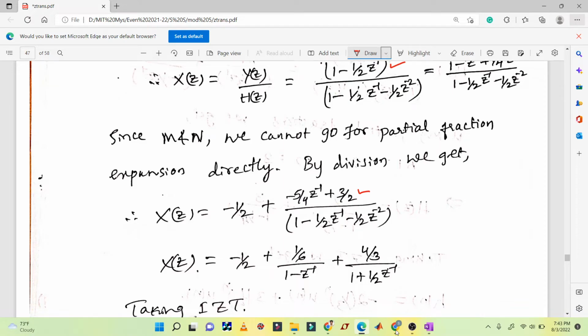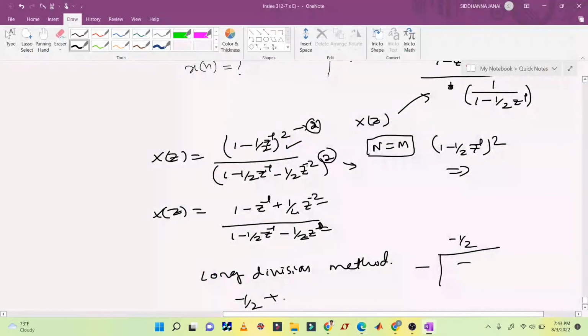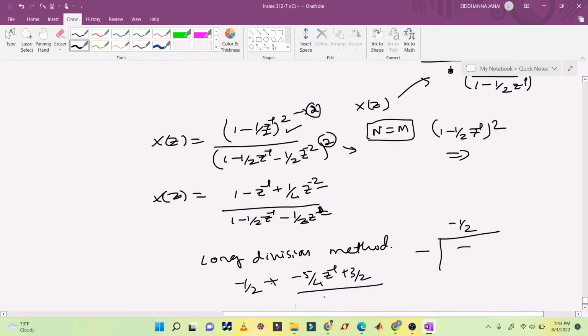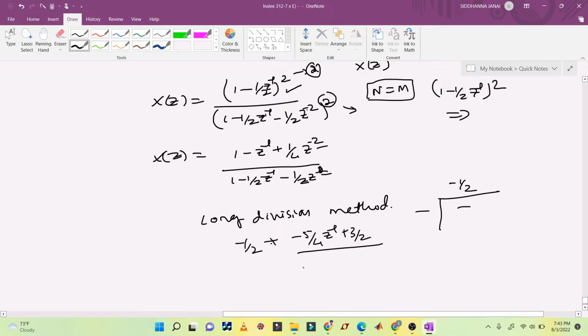Minus 5 by 4 z inverse plus 3 by 2 divided by the same term, that is 1 minus 1 by 2 z inverse minus 1 by 2 z inverse whole square. This is a very important problem, remember it, because not every problem is having n equal to m. Always we refer n less than m, or zeros are lesser than the number of poles.